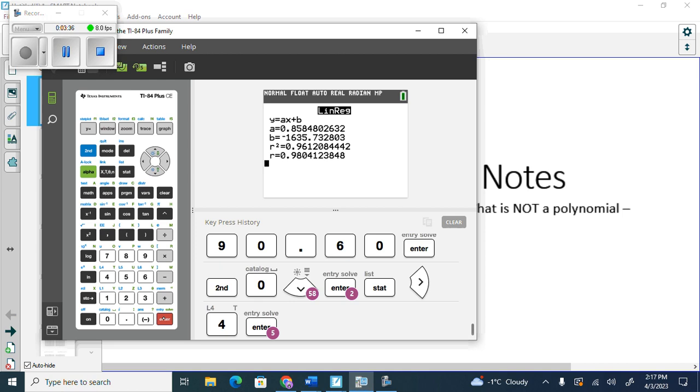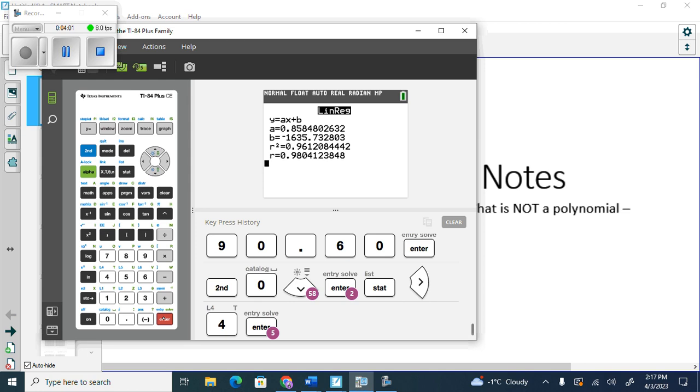We couldn't get a perfect line because our calculator is giving us a line of best fit. It's trying to figure out how to draw a line to get the most points to land on it, because we picked a linear regression. So we got this, and we had y equals 0.858480263 minus 1635.732803. So it gave us all this data.